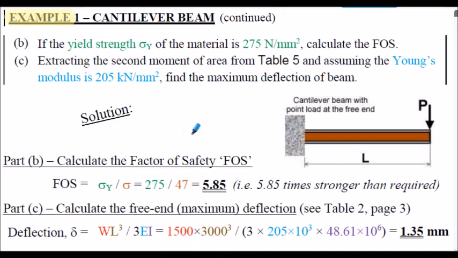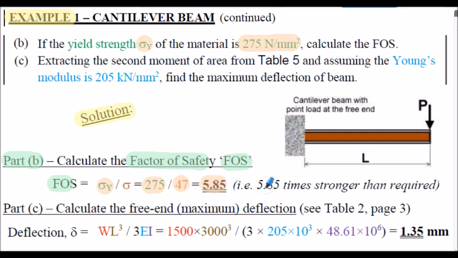Example 1, solution continued. So part B, we have to calculate the factor of safety, given that the yield strength sigma y is 275 newtons per millimeter squared. So factor of safety is the yield strength, 275, divided by the working stress, the induced stress of 47 newtons per millimeter squared, calculated on the previous slide. So the factor of safety is 5.85.